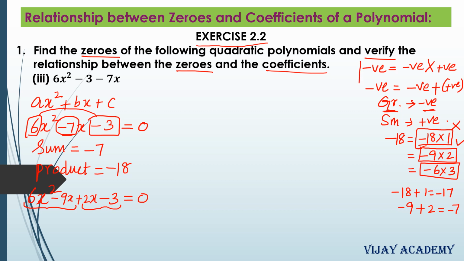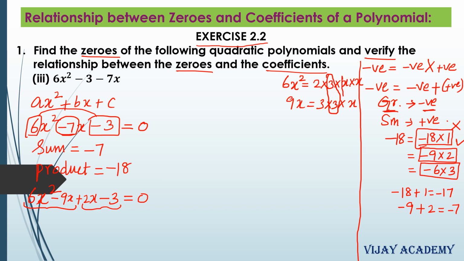Let us write the factorization of each term. The factorization of 6x square is 2 into 3 into x into x, and the factorization of 9x is 3 into 3 into x. So from this we get one 3 as common and one x as common. That is why we can take 3x as the common factor. So from the first two terms 3x is the common factor. Divide both the terms by 3x and write the quotients inside the bracket.